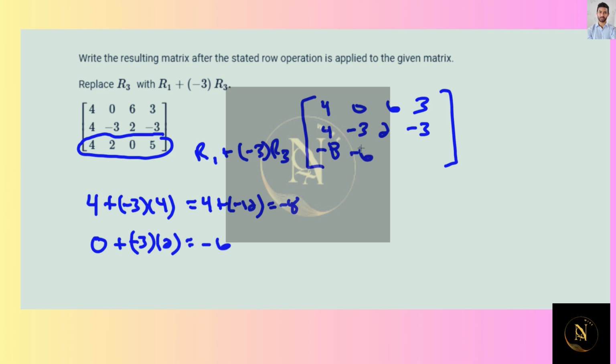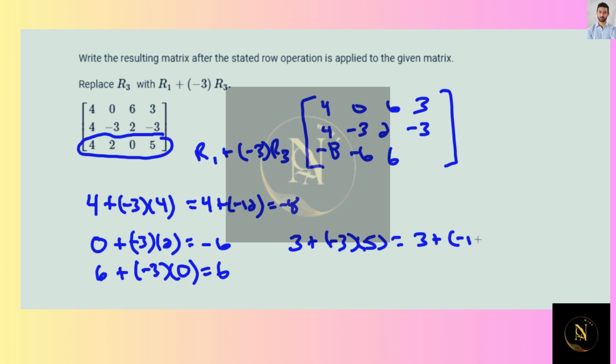Then our third element would be row 1 plus -3 times row 3. That would be +6. And last, for the fourth element, would be row 1 plus -3 times row 3. That would be 3 plus -15, which is -12.